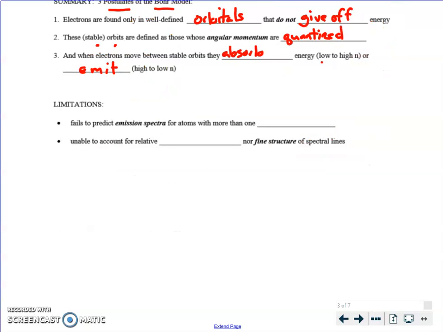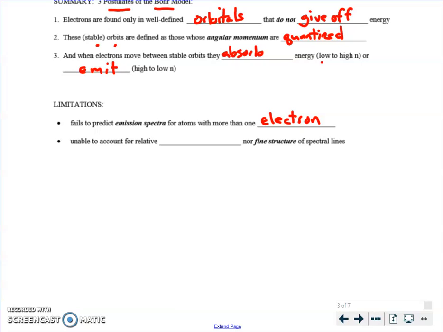So, limitations. What wasn't perfect about it? And this is a major failing, but that's all right. It failed to predict the emission spectrum for atoms with more than one electron. Simply put, it could not explain the spectrum for helium, or lithium, or beryllium, or boron, carbon, etc., etc. That would come later with the Heisenberg uncertainty principle, which wasn't developed until the 1930s, and Schrodinger's equation, etc.